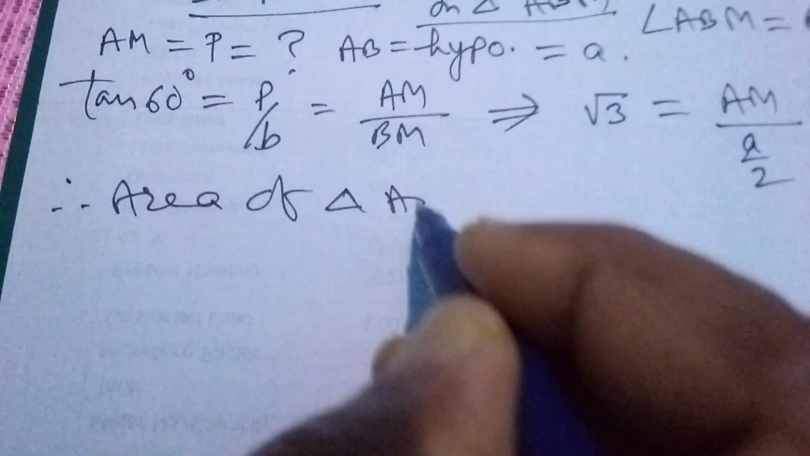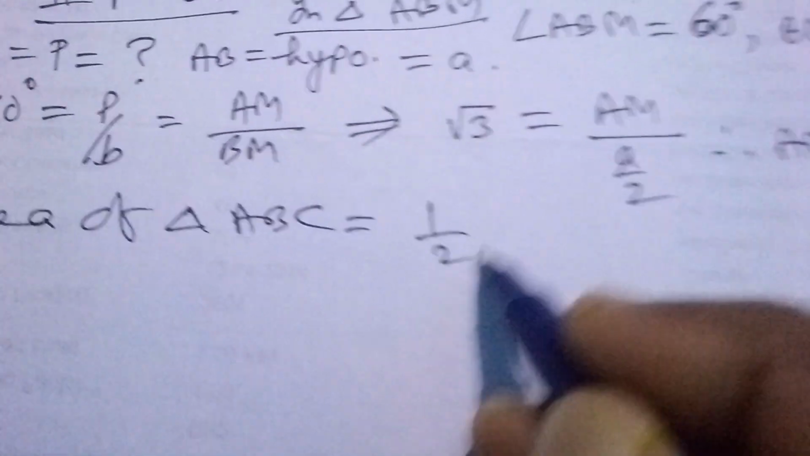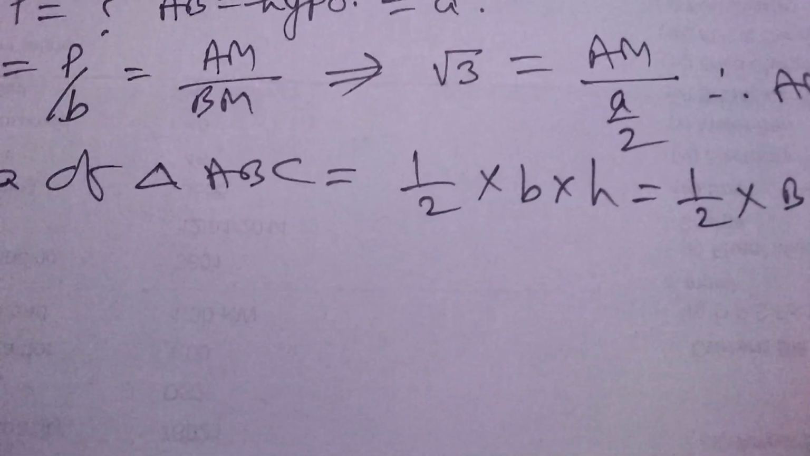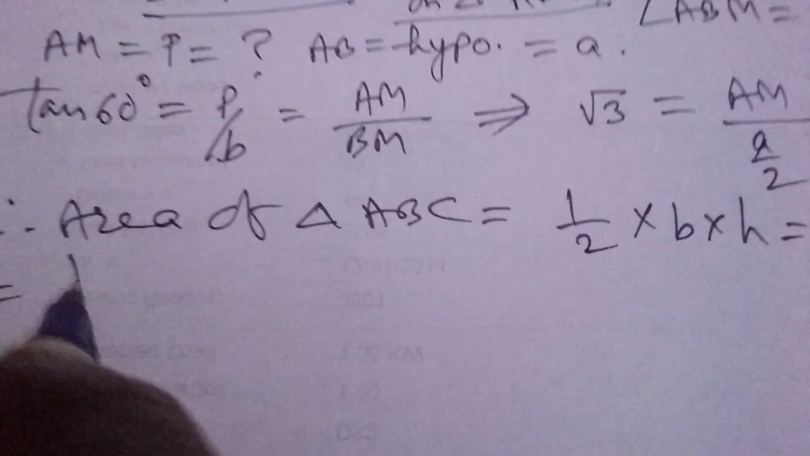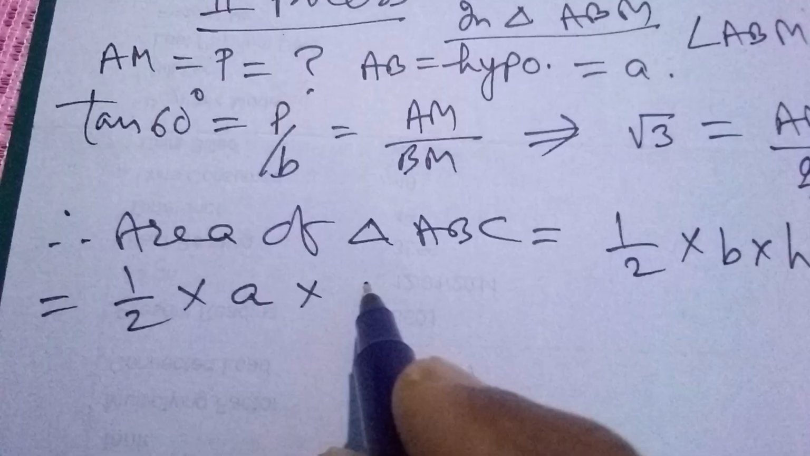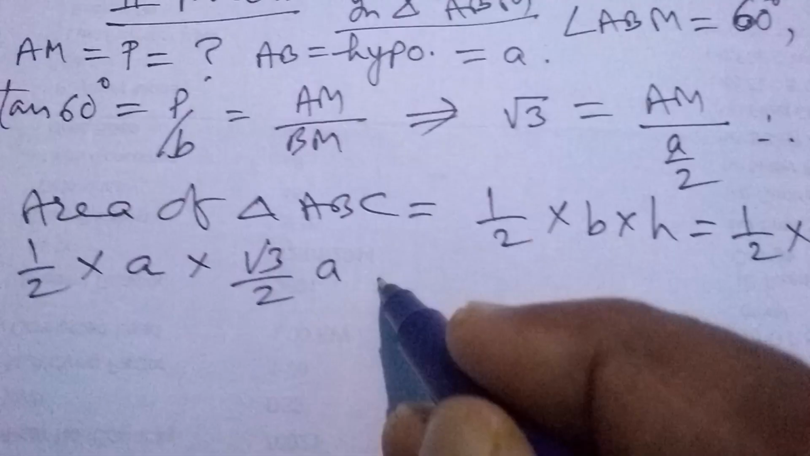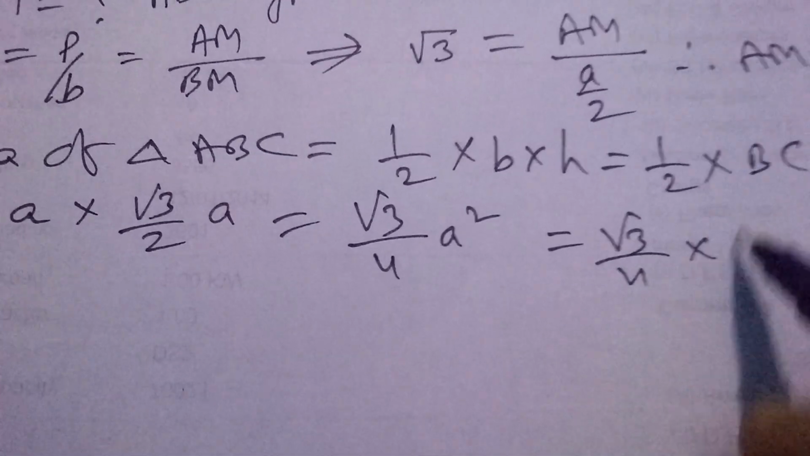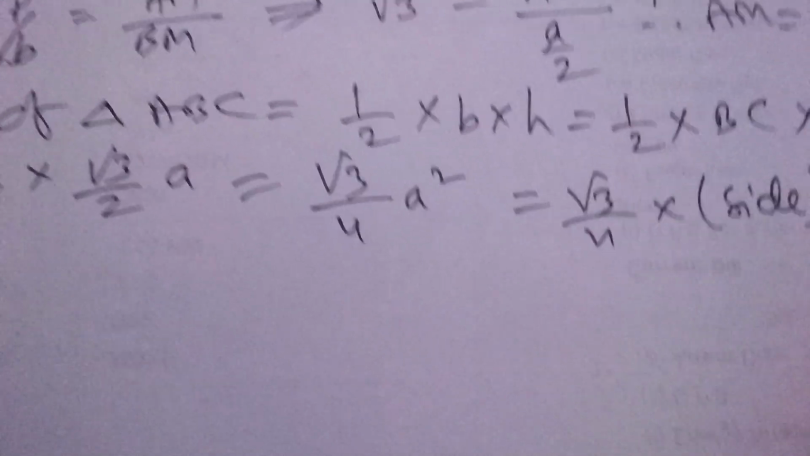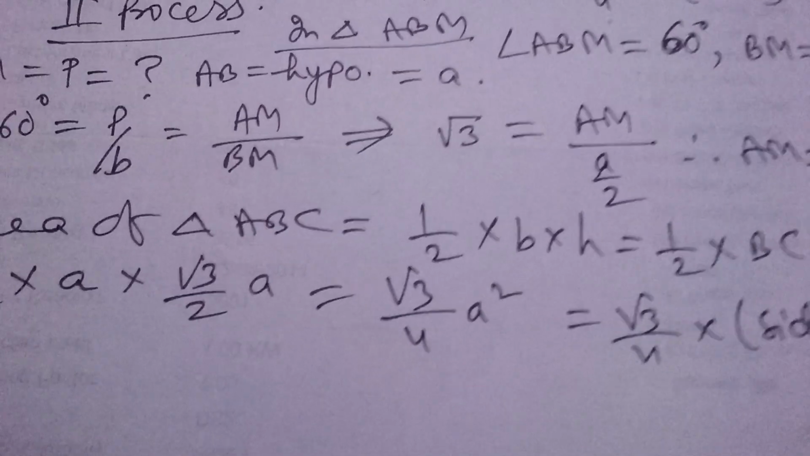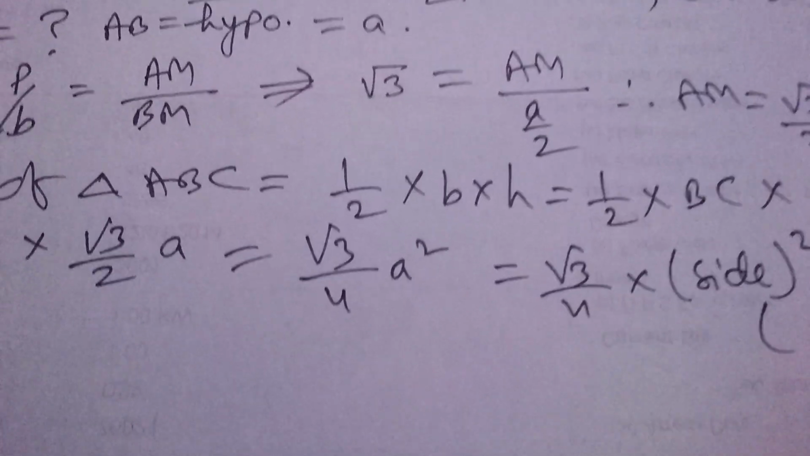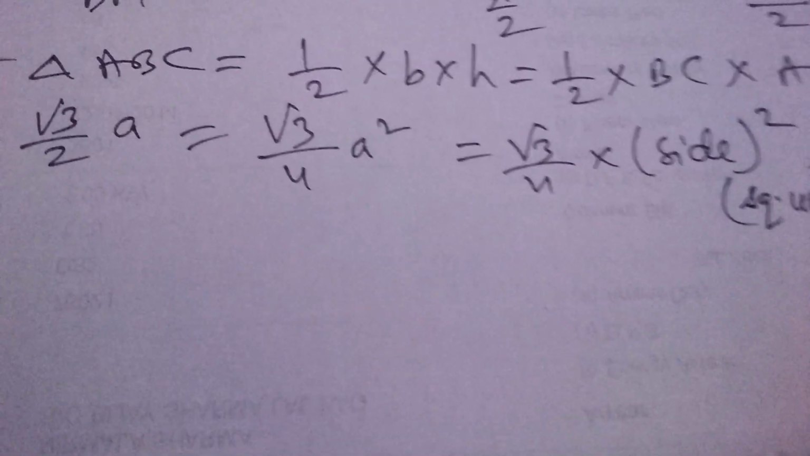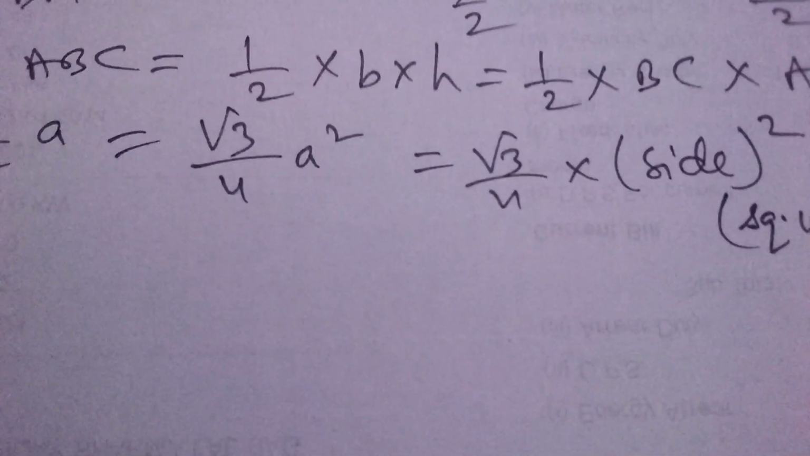Therefore the area of triangle ABC, now you use the formula half into base into height. Here base is BC, height is AM. Now you put the values: half into a into root 3 by 2 a, and that equals root 3 by 4 a square, that is root 3 by 4 into side to the whole square. This is the formula, and here I have taken cm, that's why I have written cm square, otherwise square unit. Square unit means if it is meter, then it will be meter square, like this.